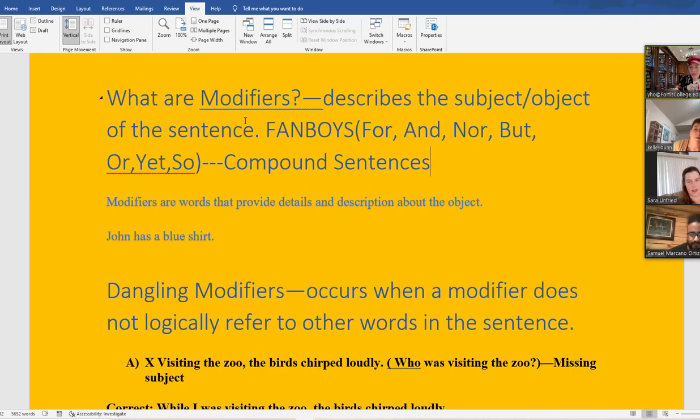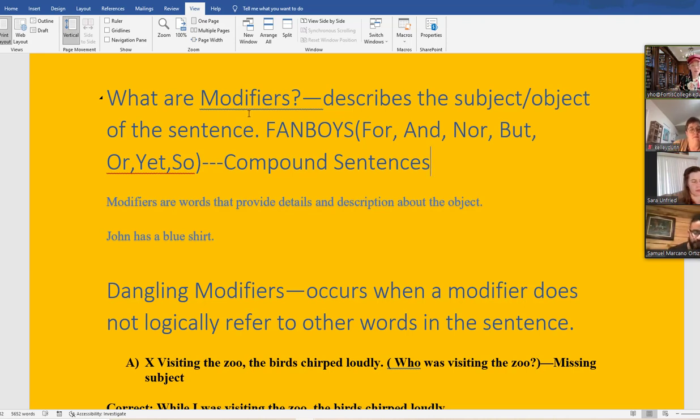So does that answer your question about fanboys? Okay. Yeah, I didn't catch that. I'm sorry. That's okay. Do you understand about the compound and complex and all that stuff? I forgot to stop and ask. Everybody good? Do I need to go over it again? No. No, okay.